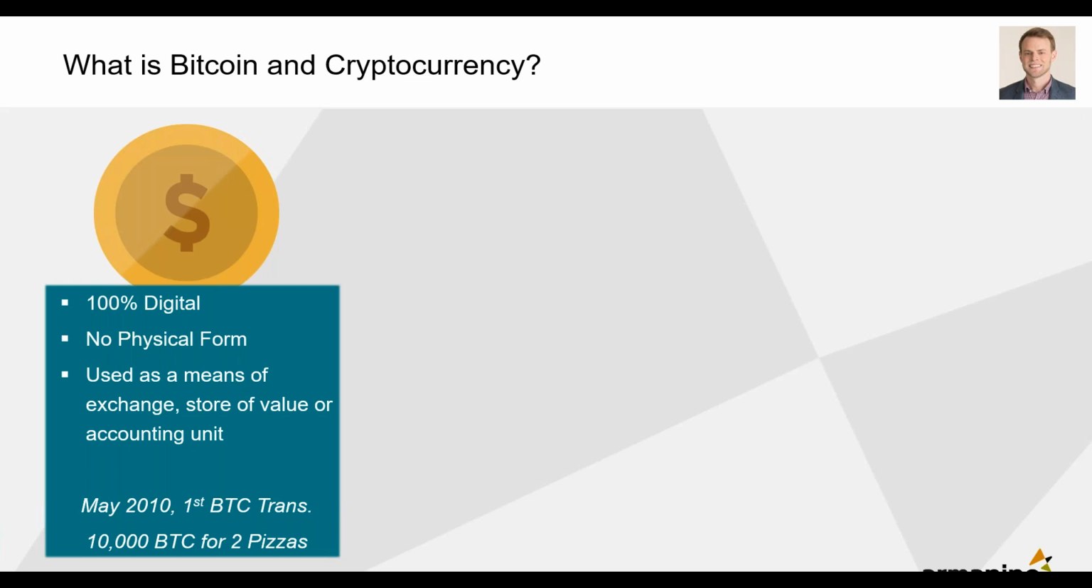The first transaction took place in May 2010, and that was 2 pizzas that were sold for 10,000 Bitcoin. Dean, do you know what that is worth in today's market price? You're going to tell me a lot of dollars. It is about 800 million bucks. Oh, yeah. I love pizza, but not that much.